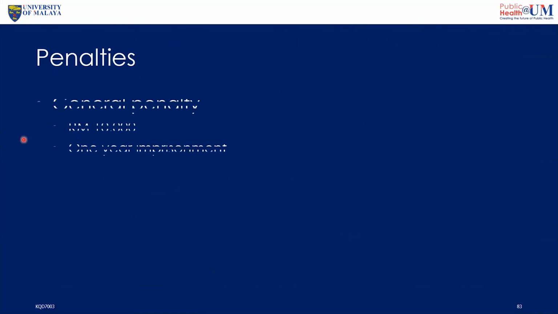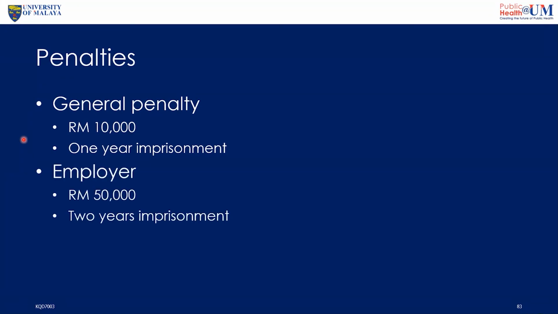All right. Penalties under OSHA, general penalties, 10,000 or 1 year imprisonment. General penalties means those who did not follow the general issues that we talked about earlier for the employer, employee, and workplace, so general liability. But specific liability for employer is 50,000 or 2 years imprisonment, which is different from the FMA, which is 5,000. So all these things are going to change when the new act comes in.